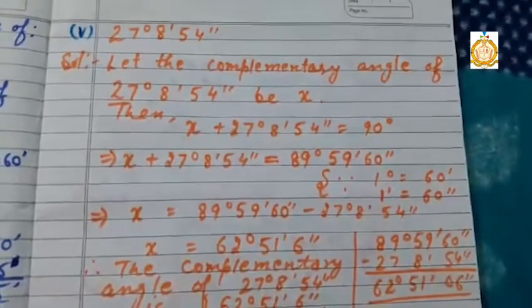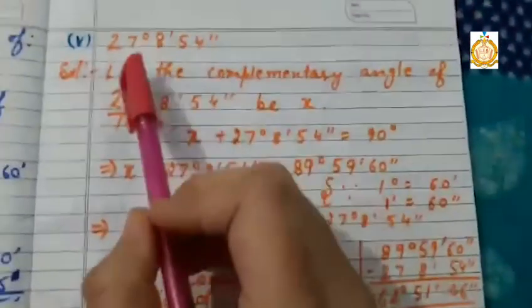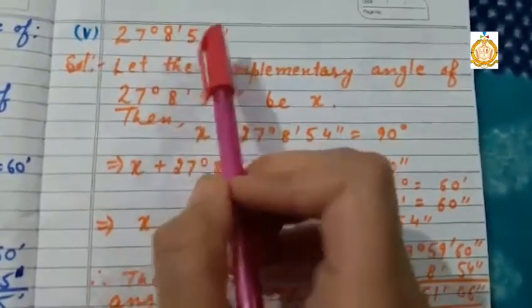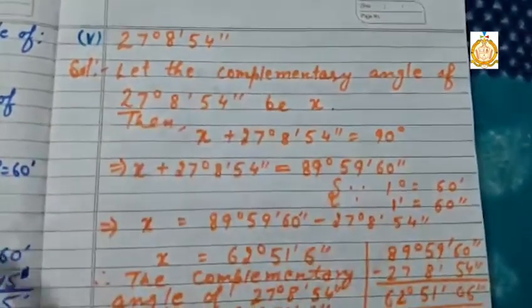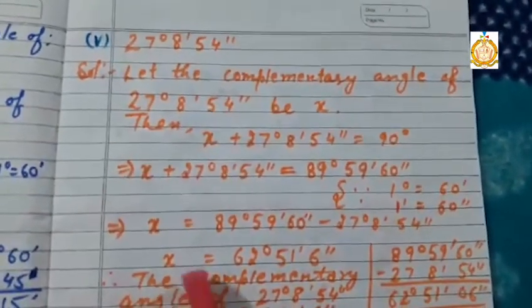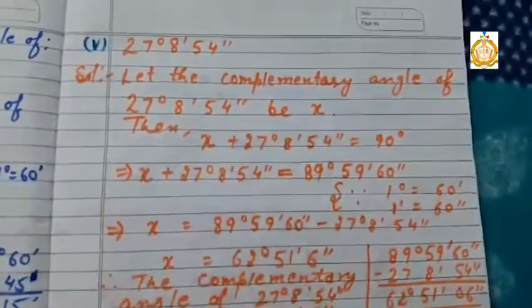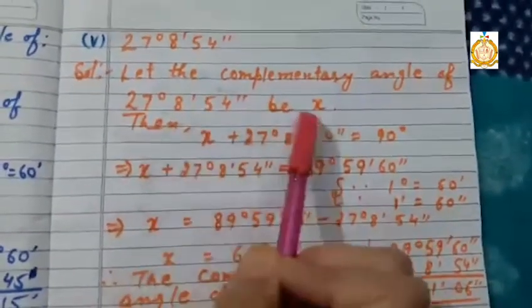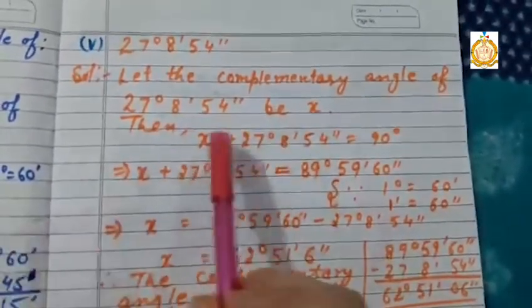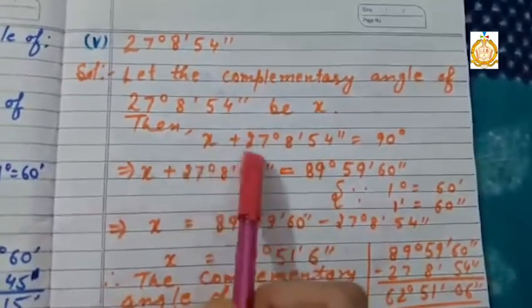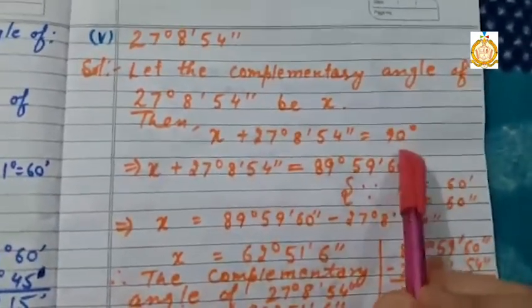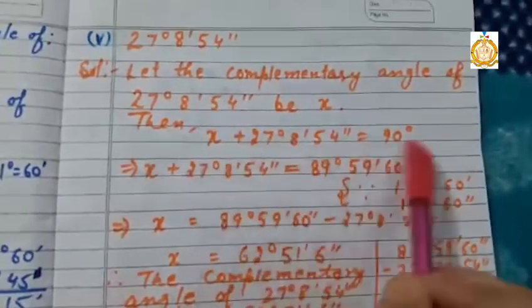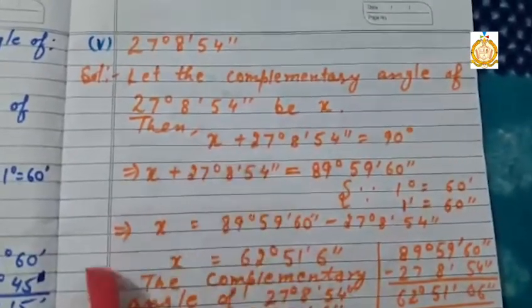Next sum is, we have to find the complementary angle of 27 degree 8 minutes and 54 seconds. Here again we will let its complementary angle be x. So these two are complementary angles, so we have to add these two. After adding, what would we get? We would get 90. Now we have to solve this equation for x.